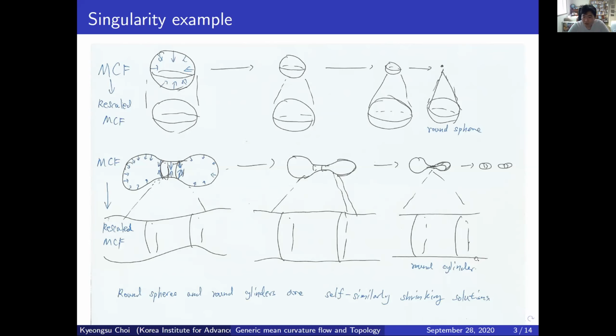And here the important thing is this: the round shrinking sphere and the round shrinking cylinder are both self-similarly shrinking solutions. So as in general for other parabolic PDEs, if we do the blow up, you can expect that it might converge to a self-similar solution. Indeed, there is some theory.